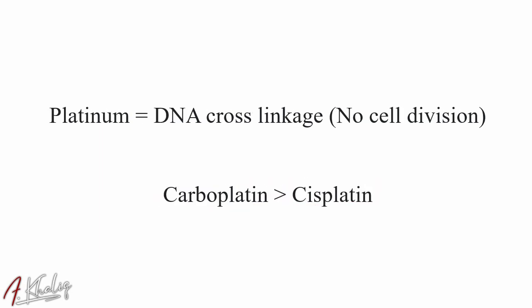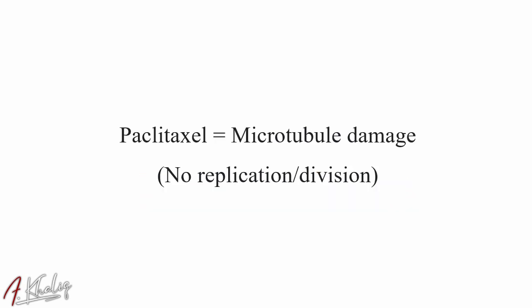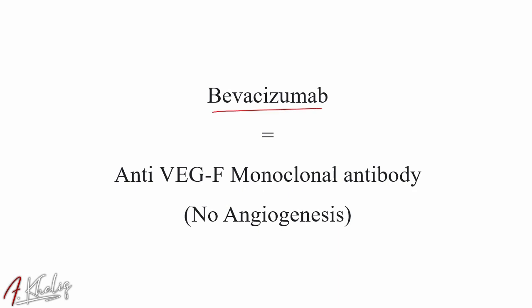Now, if you use platinum in the treatment of ovarian carcinoma, it's going to block the DNA cross linkages. As a result, there is no cell division. And always remember, carboplatin is superior to cisplatin. Paclitaxel is going to damage the microtubule, so there's no replication and division. Bevacizumab is an anti-VEGF monoclonal antibody and it's going to inhibit angiogenesis.